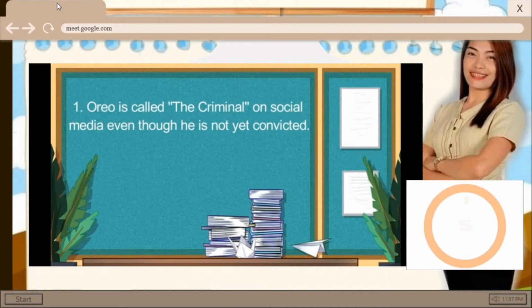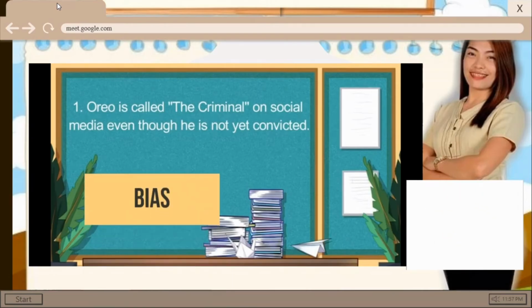Number 1. Oreo is called the criminal on social media even though he is not yet convicted. What's your answer? Yes, it is bias. Why? Correct. Oreo was not yet convicted. Maybe the trial is ongoing. He is a suspect or lawbreaker, but calling him criminal is too offensive.